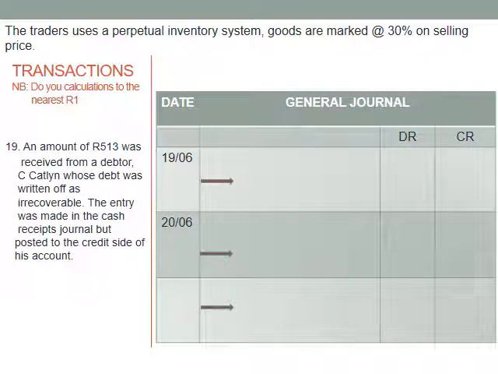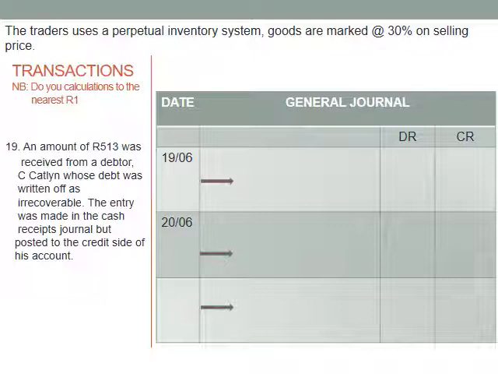Transaction 19. An amount of 513 rand was received from a debtor, C. Kathleen, whose debt was written off as irrecoverable. The entry was made in the cash receipt journal but posted to the credit side of his account. The entry in the cash receipt journal is correct, but posting to the credit side of the accounts receivable is an error. The amount must be reversed and credited to the correct account.